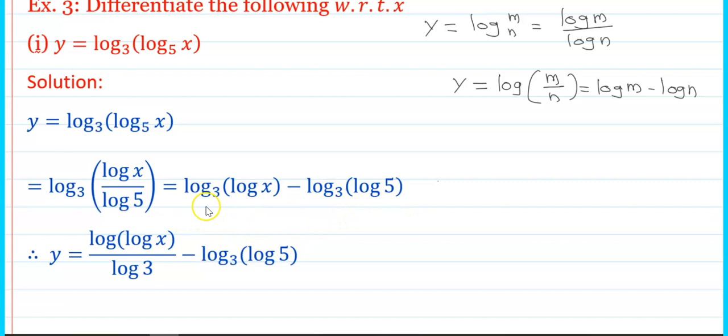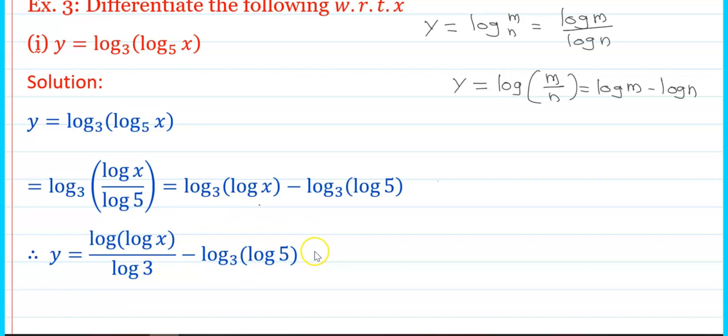Now we will differentiate this. Again here we are applying the rule. What is that? We have to make its base e. Again we apply the log of m upon log of n. Log of m to the base n means what? Log of m upon log of n. In a similar way here, log of log x, okay, log of log x upon log of 3. Here this is the m and this is the m. Therefore, log of m means what? Log of log x upon log of 3. A simplified form.